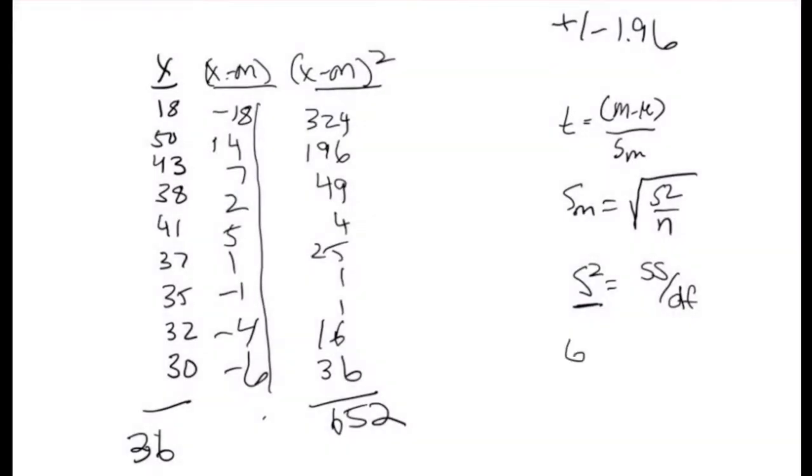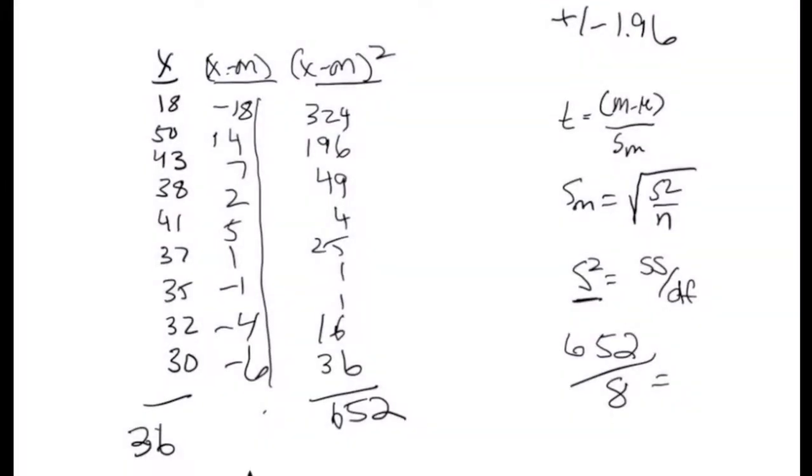Now we're getting ready to do our variance. We have 652 divided by the degrees of freedom, which are n minus 1. We have 9 scores, so that's going to be 8. And 652 divided by 8 is 81.5. So at this point, we know our variance is 81.5.